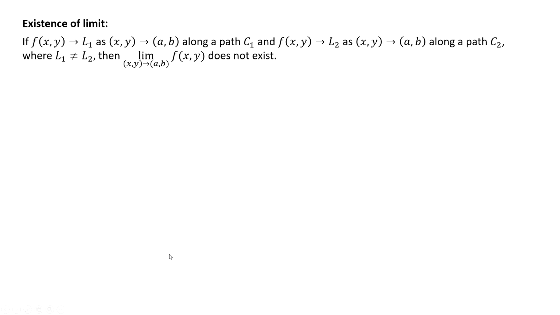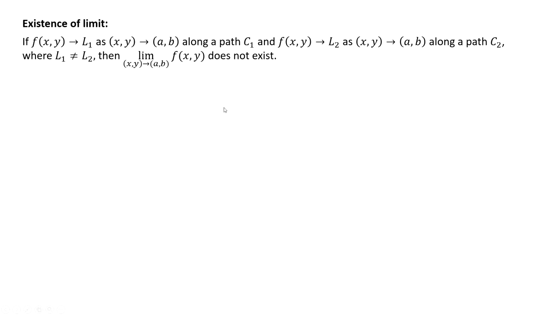Right? So what is this saying? Let's say by approaching it by one path along C1, we get a limit to be L1. However, if f of x, y approaches L2 as (x, y) approaches (a, b) along a path C2, where L1 is not equal to L2, then we have to say the limit does not exist. Wait a minute, does that remind us of something back in Cal 1? Can you think of it? If you need to pause the video, think about it, that would be a great idea. What am I saying? I'm saying if we approach from two different paths, we get two different values for the limit, then we have to say the limit does not exist.